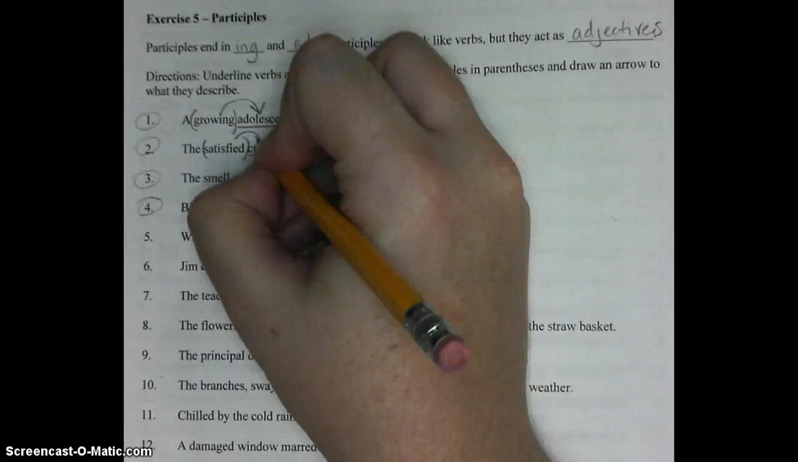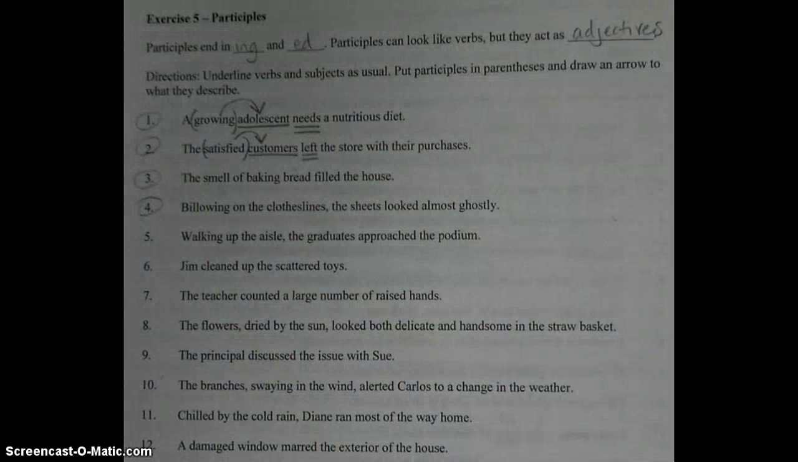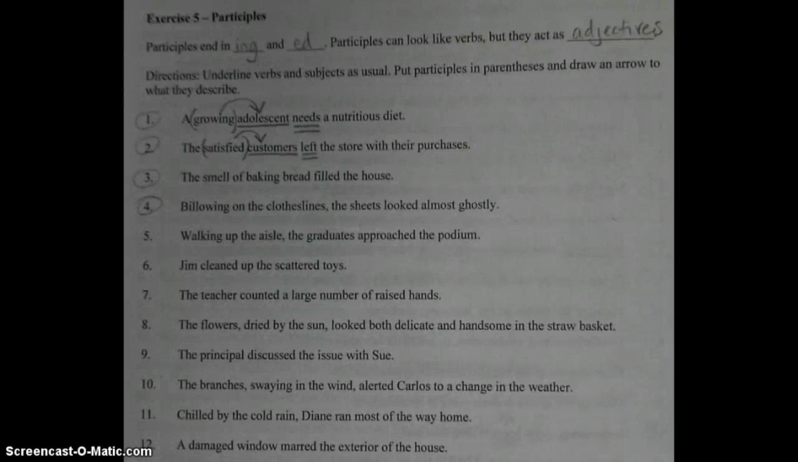So there is my participle, this time ending with an ed. The customers can be described as satisfied. I could have rewritten the sentence, the customers who were satisfied left the store with their purchases. Number 3 set up a little bit differently, so let's take a look at this one.